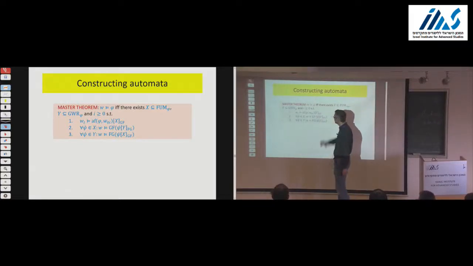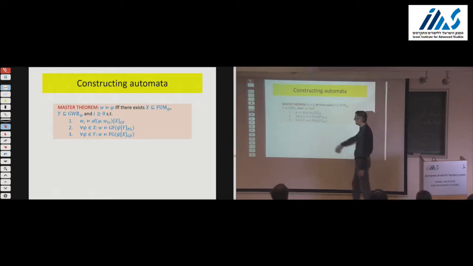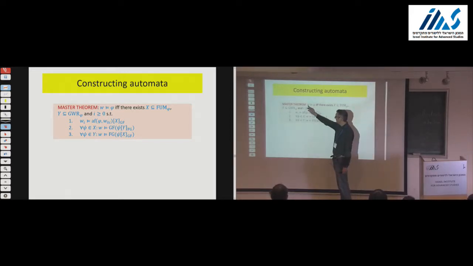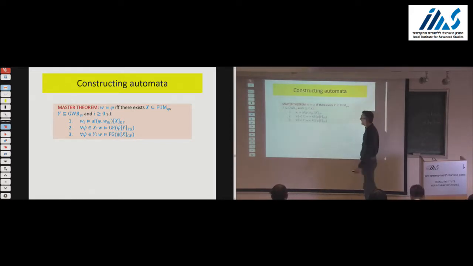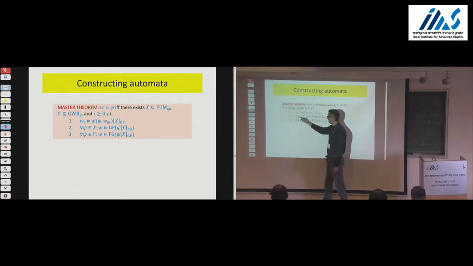Yesterday we saw the Master Theorem, and let me recall what it says. It says if you want to check that the word W satisfies a formula phi, what do you do? You guess the set of FUM subformulas that are going to hold infinitely often. You guess the set of GWR subformulas that are going to hold almost everywhere. And you guess the stabilization point.